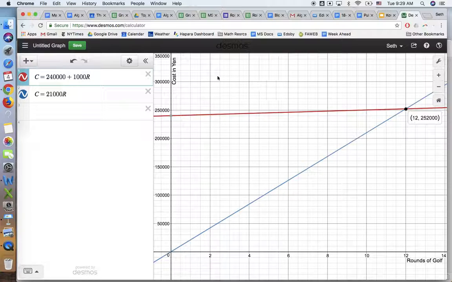All right, so that's what I would have to explain, but I could just take a screenshot of this as evidence of the fact that 12 was the number that I was looking for.